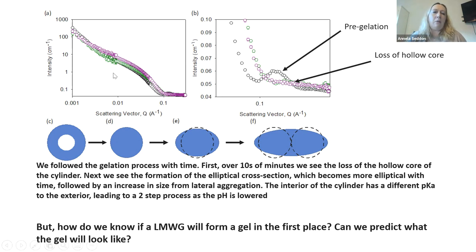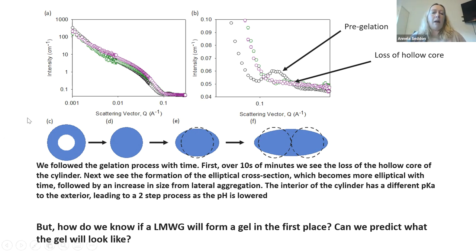The next thing we did was we looked at the transition in this kind of mid-Q region here. And we noticed that the shape of this mid-Q region, what we call the fractal region, changed. So we were getting a very subtle shift in the gradient. And what this is telling us is that our lovely isotropic cylinder, which is now solid, is now becoming anisotropic. It's becoming elliptical. And when we went back and fitted the data, we found that we could fit it incredibly well to a flexible elliptical cylinder model.